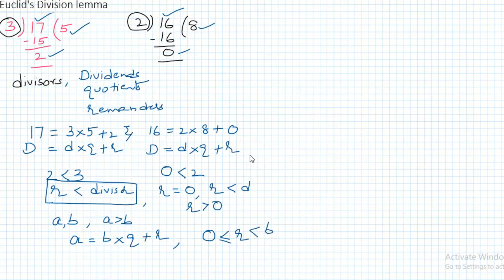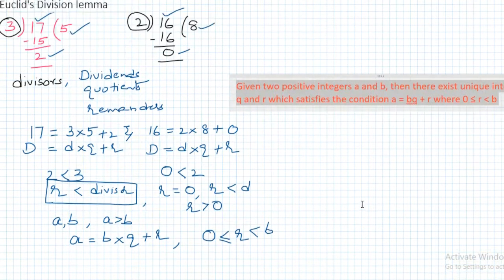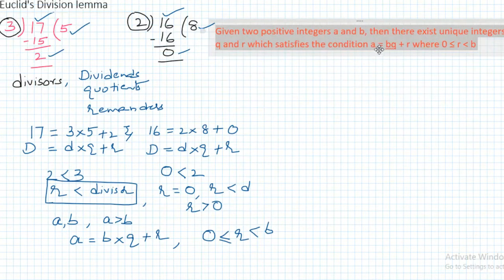So Euclid says that when two positive integers are given, suppose they are A and B, then there exist unique integers Q, which is quotient, and R, which is remainder, which satisfies the condition that A is equal to B into Q plus R, where 0 is less than or equal to R less than B. So this is Euclid's division lemma.